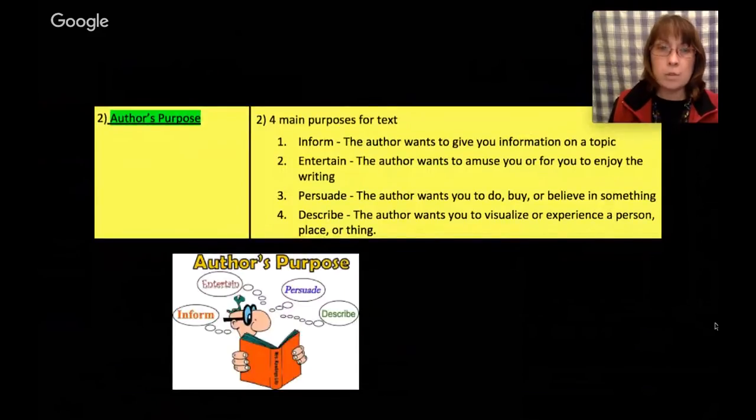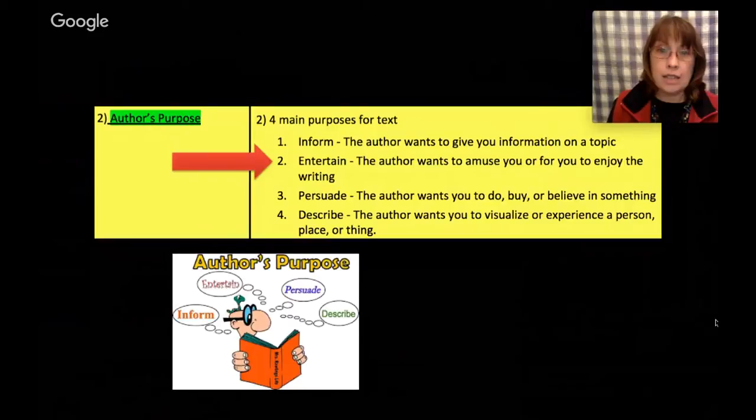Next, we have author's purpose. There are four main purposes for a text or reasons for an author to write something. The first is to inform. The author wants to give you information on a topic. They just want to teach you something.